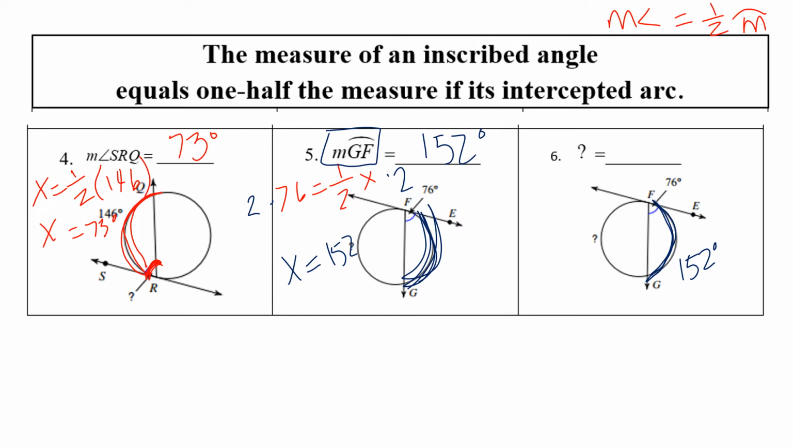We know that the entire circle is 360 degrees. So we can do 360 minus 152 to find that question mark, which is 208. So that means your arc measure is 208.